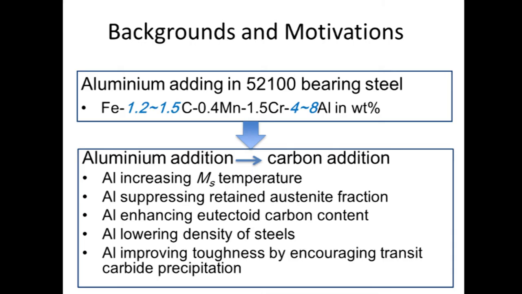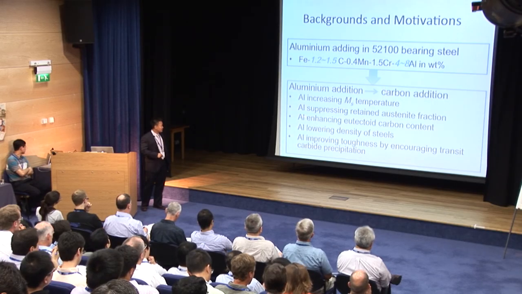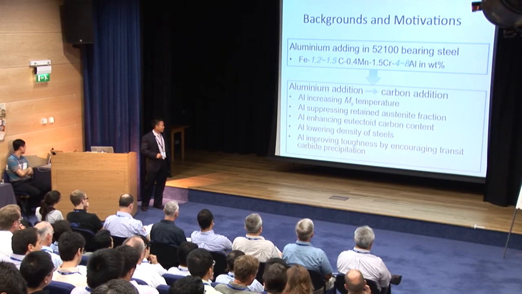Aluminium can decrease the density of the steel because aluminium is very light. It's just one third of the density compared with steel. What are the other advantages of adding aluminium in the low-density bearing steels? Aluminium addition will increase the MS temperature, so we can increase the carbon content and suppress the retained austenite fraction.